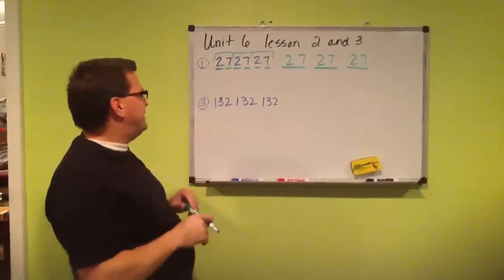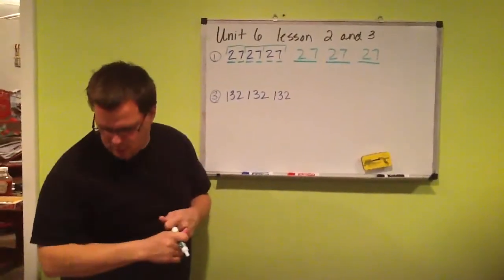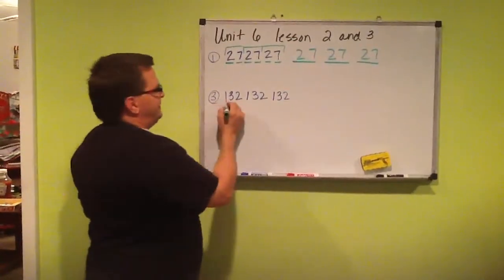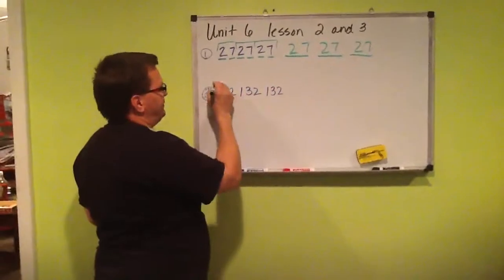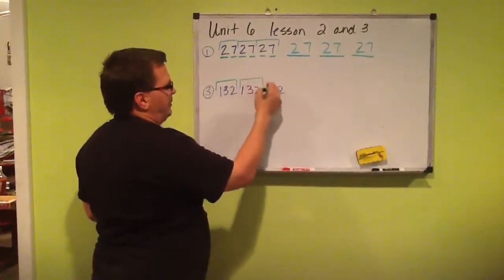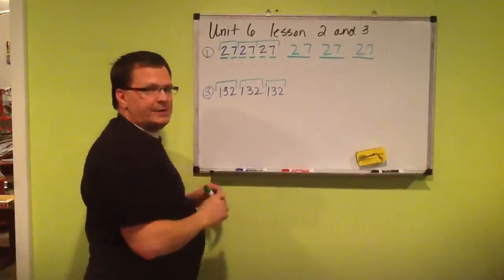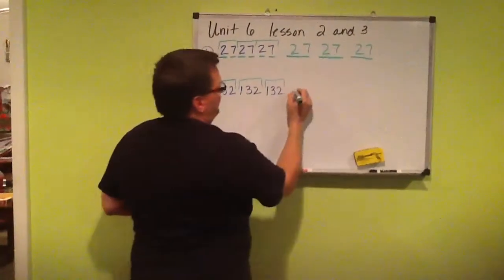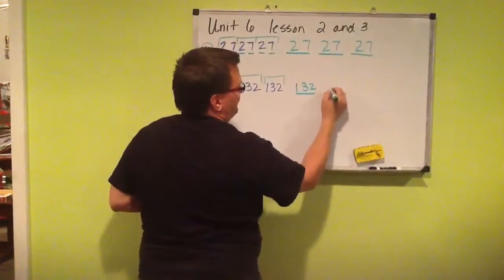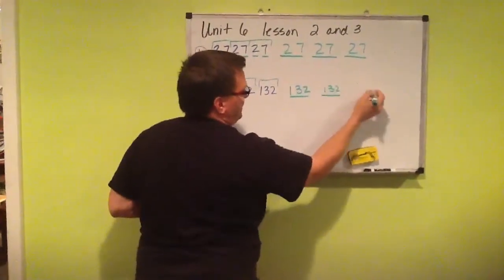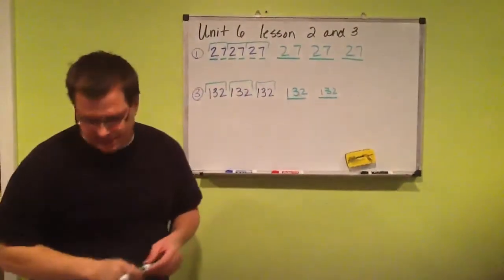Our next set we're going to look at is number 3 on page 187. We can see it's 1, 3, 2, 1, 3, 2, 1, 3, 2. So these three are our repeating numbers or our pattern that we see. So our next one will be 1, 3, 2, and then 1, 3, 2, and so on. And they call that repetitive patterns.